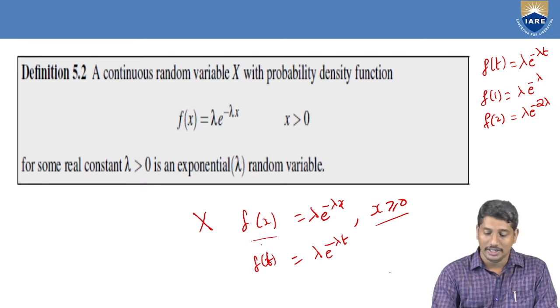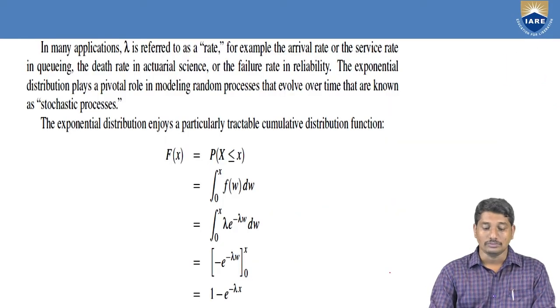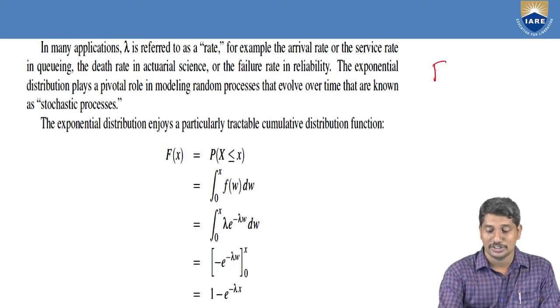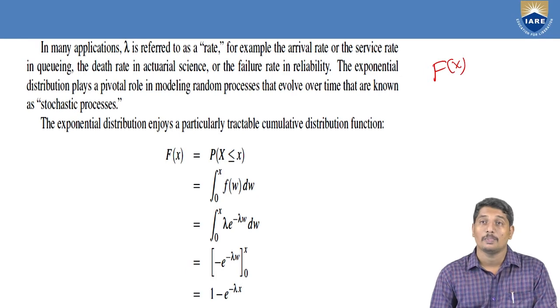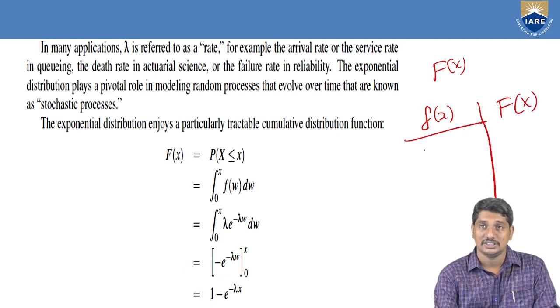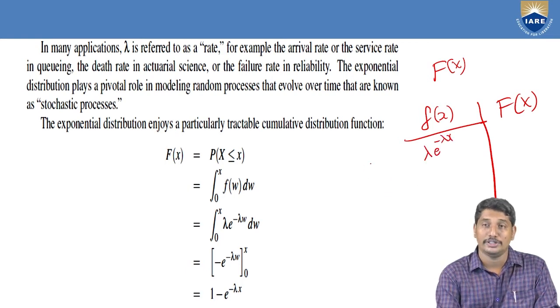Okay, and also we are going to derive the distribution function, that is, capital F(x). What is the difference between small f(x) and capital F(x)? First, let us know. Small f(x) is a density function which helps you to calculate a probability point-wise.